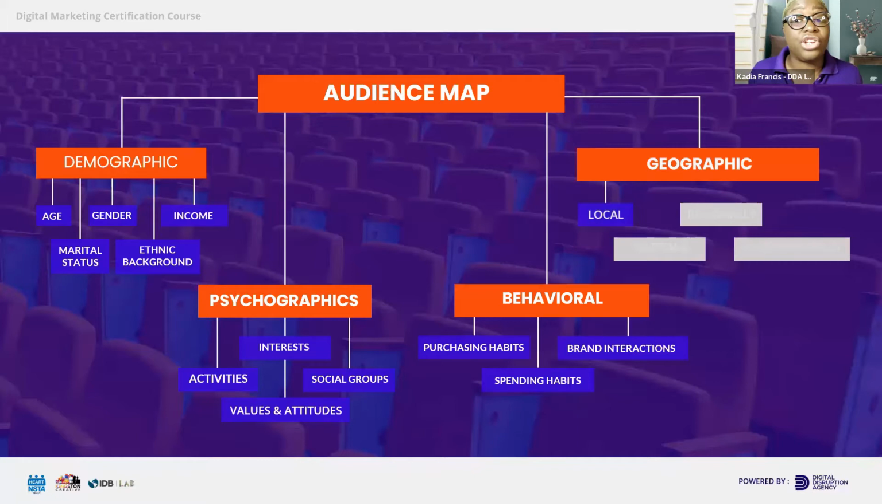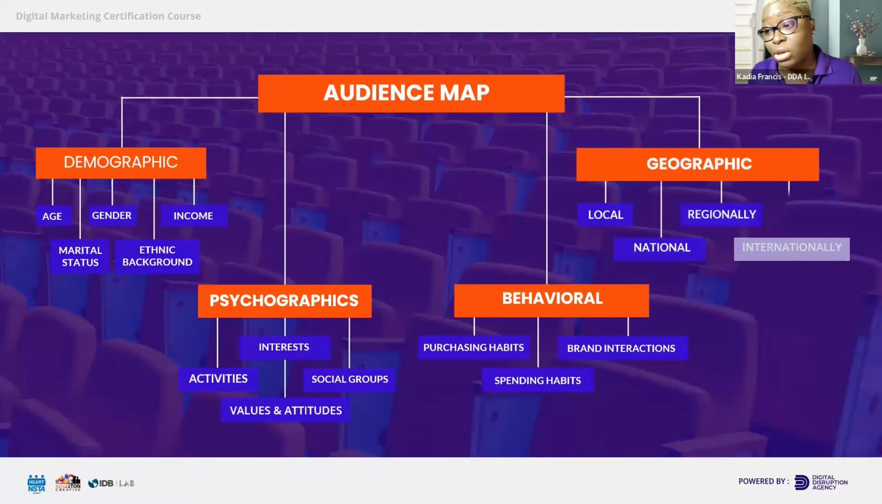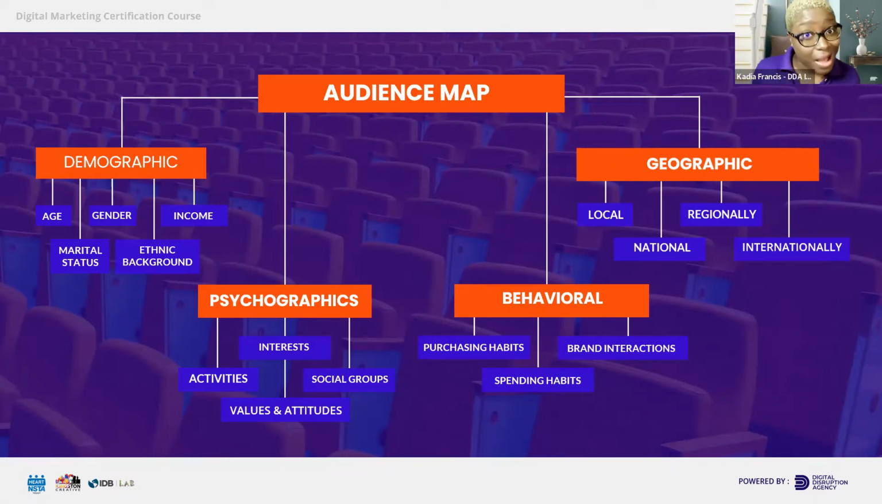The other one is geographic. Are they local? Are they national? Are they regional? Or are they international? What do we mean? Well, where are they? Look again, going back to the banks, look at how banks decide where they're going to put a branch, or any business, where they're going to put a branch. That's important, right? It depends on what the products and services are.